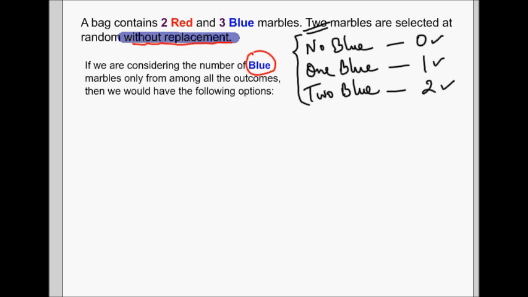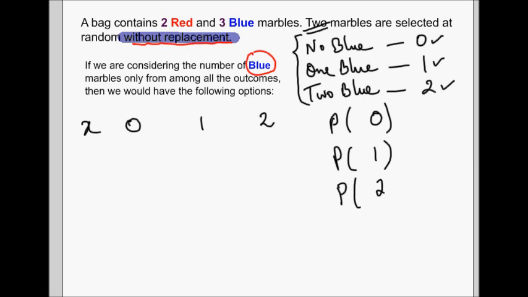Okay, so in fact we are only considering these things, therefore we would make a table of values only for 0, 1 and 2. Now if I call this x, what is the probability of getting 0 blue, what is the probability of getting 1 blue, and what is the probability of getting 2 blues, right? For this you need to go into the tree diagram. You know how to make a tree diagram. This is a without replacement question.